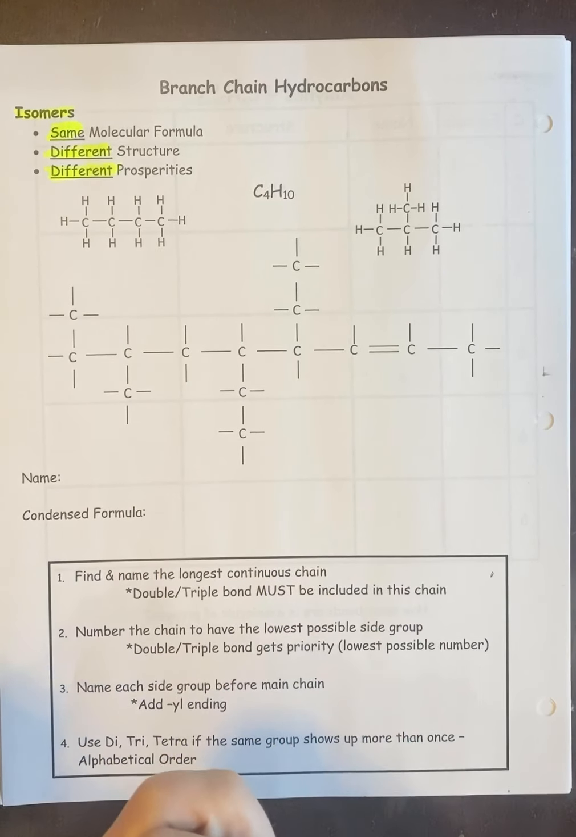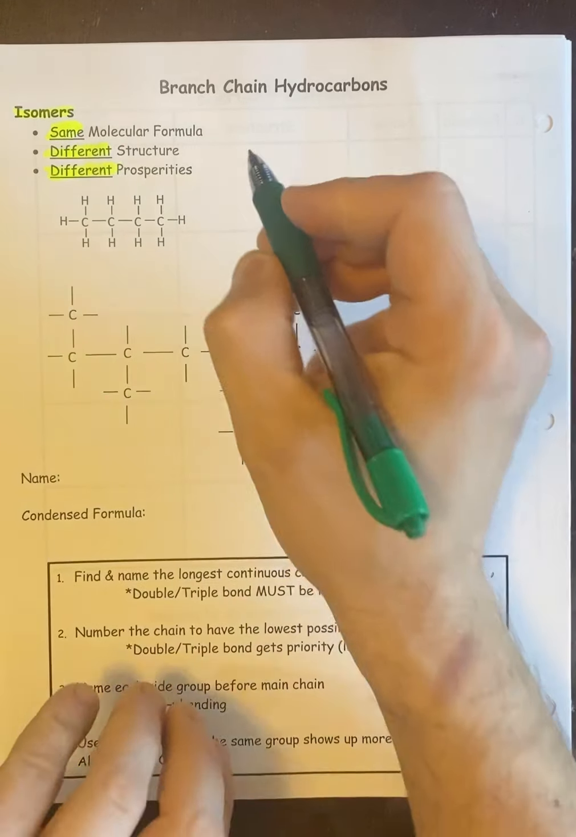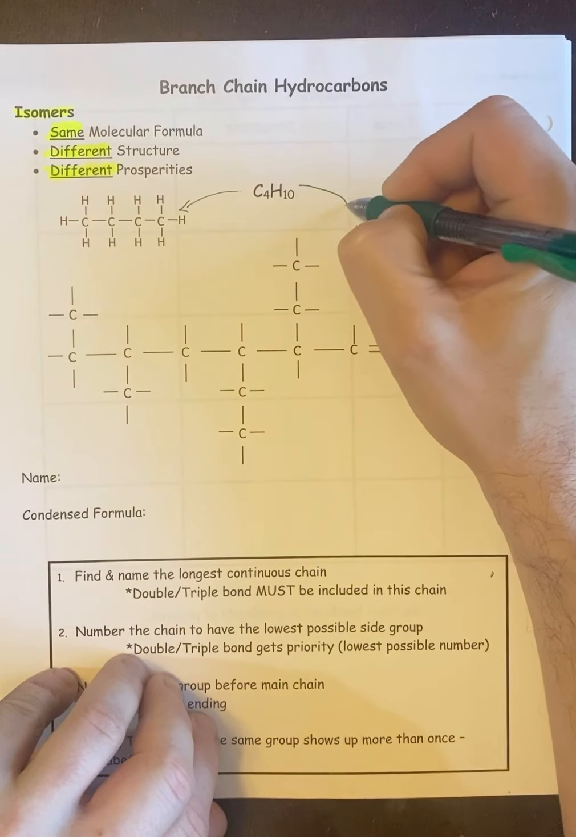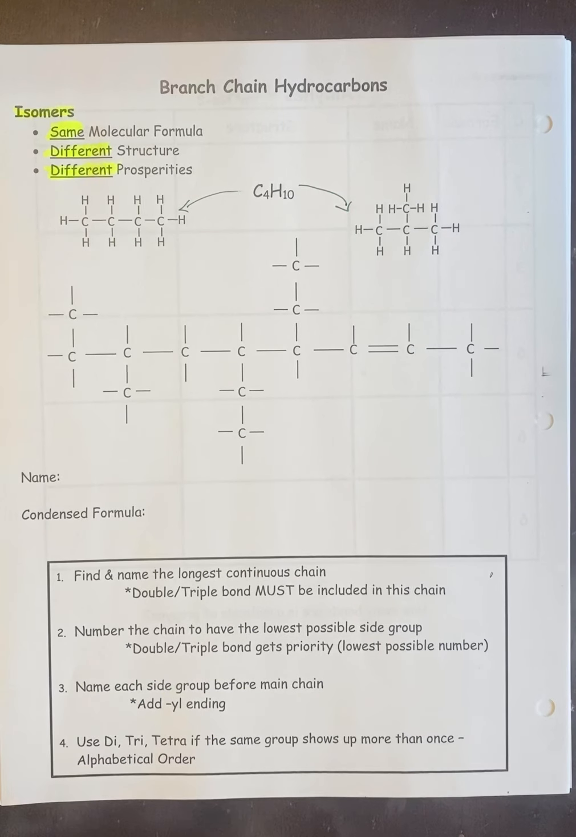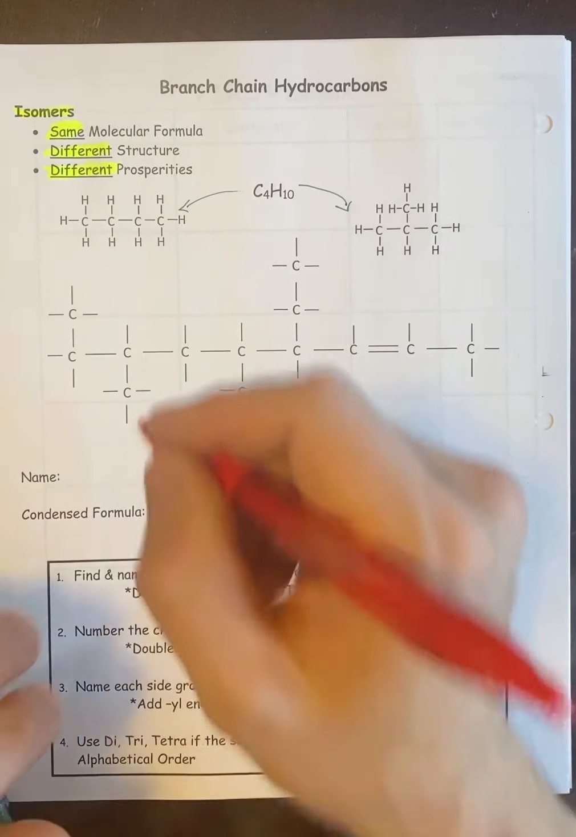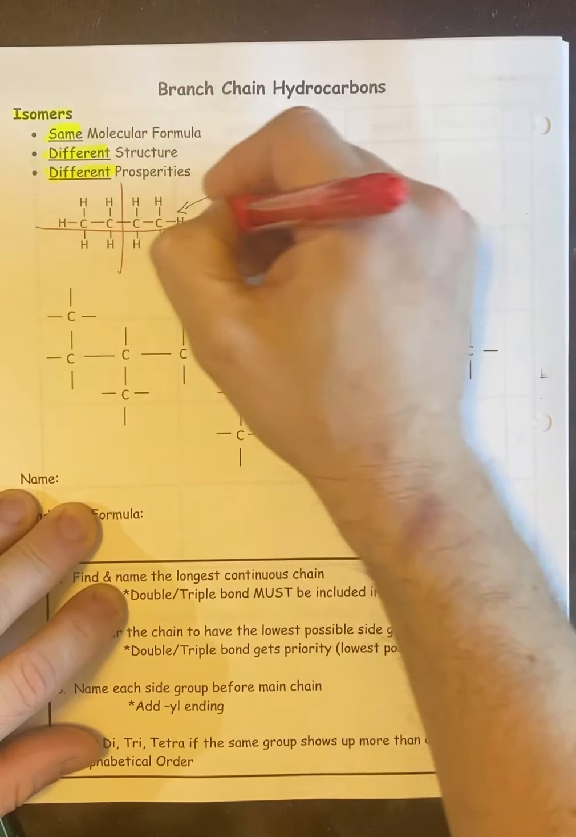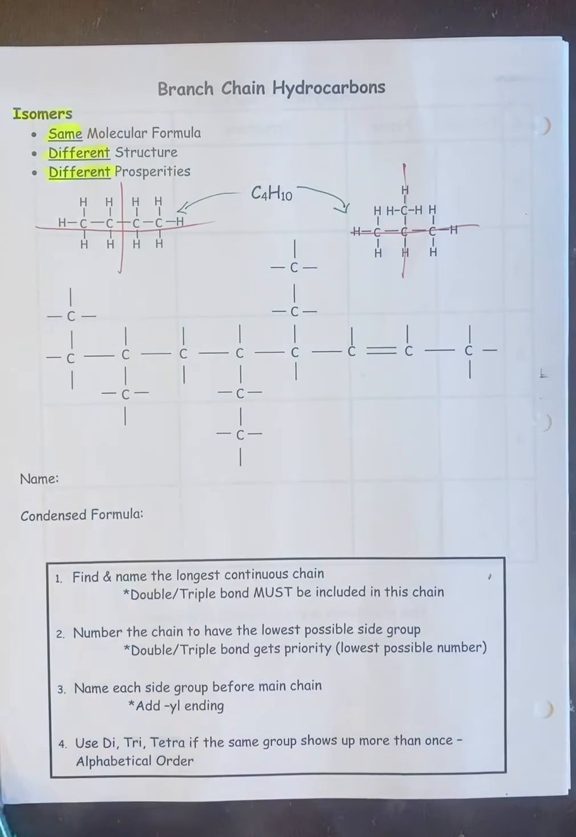An example of an isomer is C4H10. It could be this one, or it can be this one. Both structures are valid. They have different properties. For example, one is symmetrical and therefore nonpolar, and the other is asymmetrical and therefore polar. And so just by changing the shape of the molecule, you're going to change the properties of the molecule. That's where the term isomer comes from.